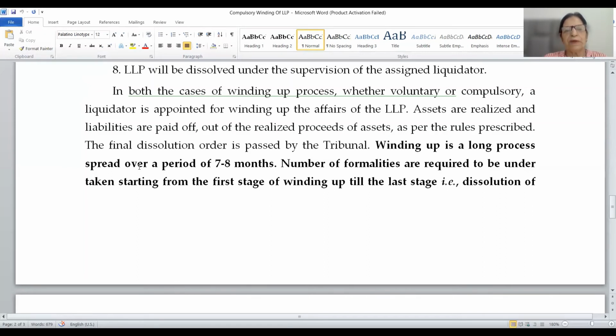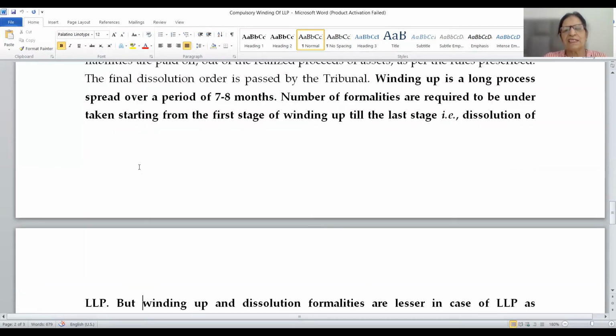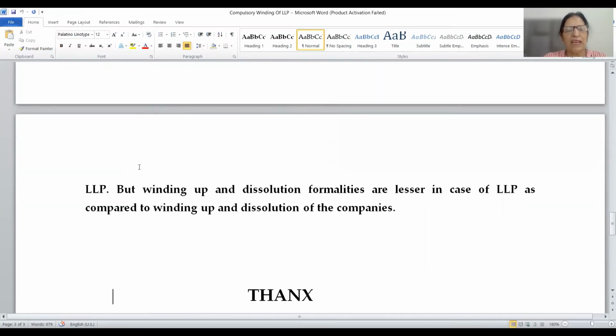It is spread over a period of 7 to 8 months. A number of formalities are required to be undertaken, starting from the first stage of winding up till the last stage of dissolution of LLP. But winding up and dissolution formalities are lesser in case of LLP as compared to winding up and dissolution of the company. This is one of the reasons why the LLP is preferred over the company. So friends, I have completed all the headings relating to winding up of LLP.